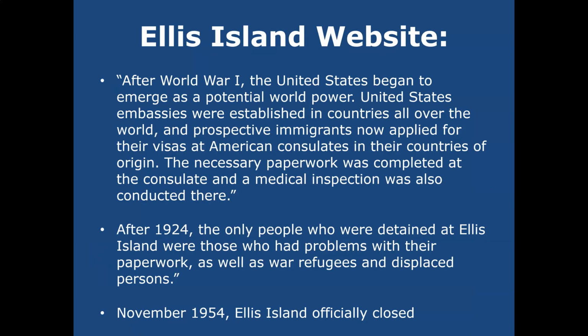After World War I, the U.S. began to emerge as a potential world power. U.S. embassies were established in countries all over the world, and prospective immigrants now applied for their visas at American consulates in their countries of origin. The necessary paperwork was completed at the consulate, and a medical inspection was conducted there too.